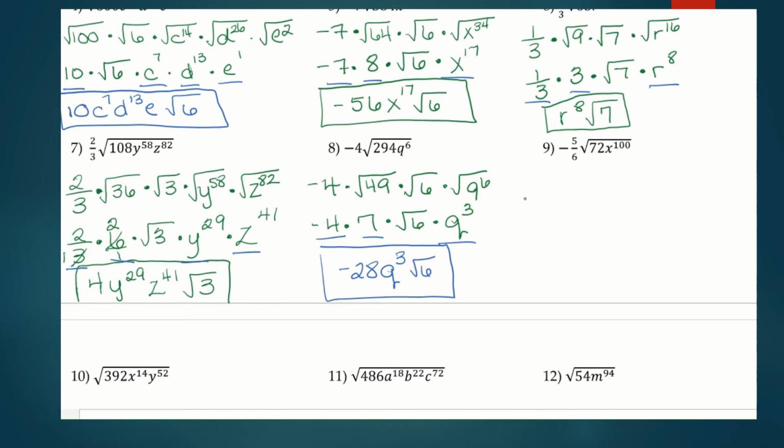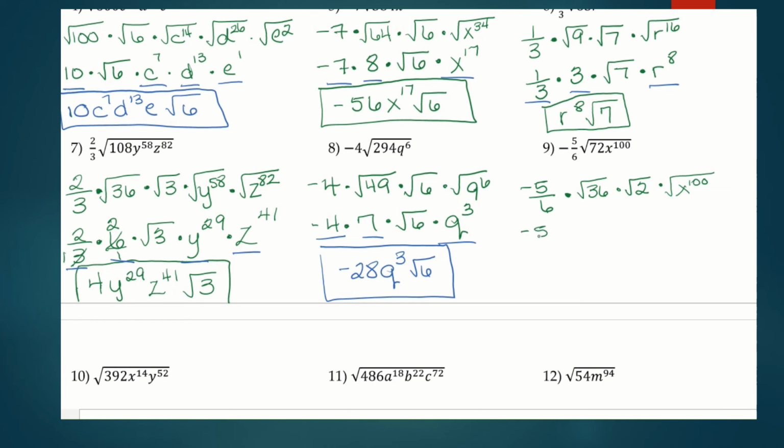Okay, and then last one for this page, negative 5/6 times, now this one's tricky because I know immediately for me I want to say 9 times 8, but here's the thing, 9 is not the largest perfect square that's a factor of 72. 36 is, because you can take 36 times 2. So make sure when you are going through this, you are looking for the largest perfect square that is a factor. And in this case, 36 is larger than 9.